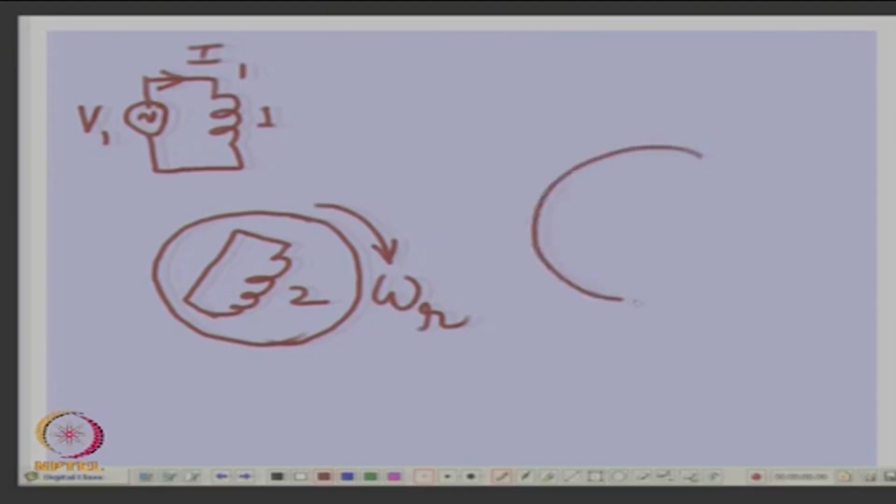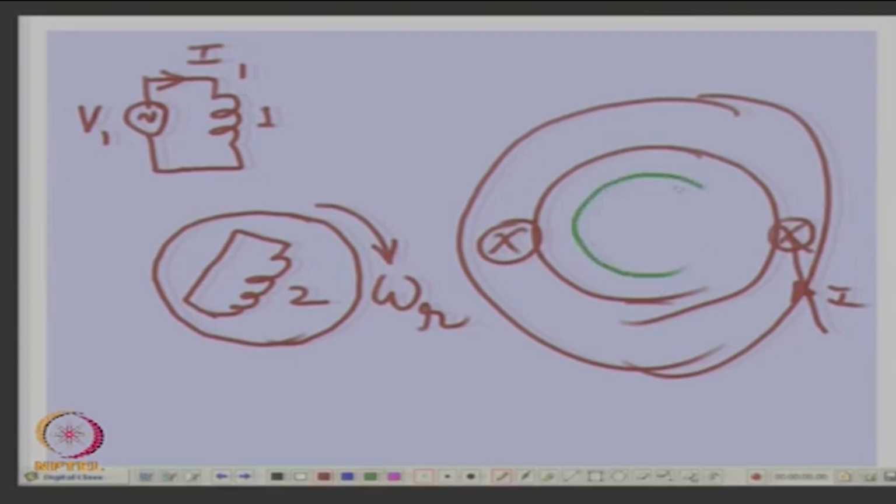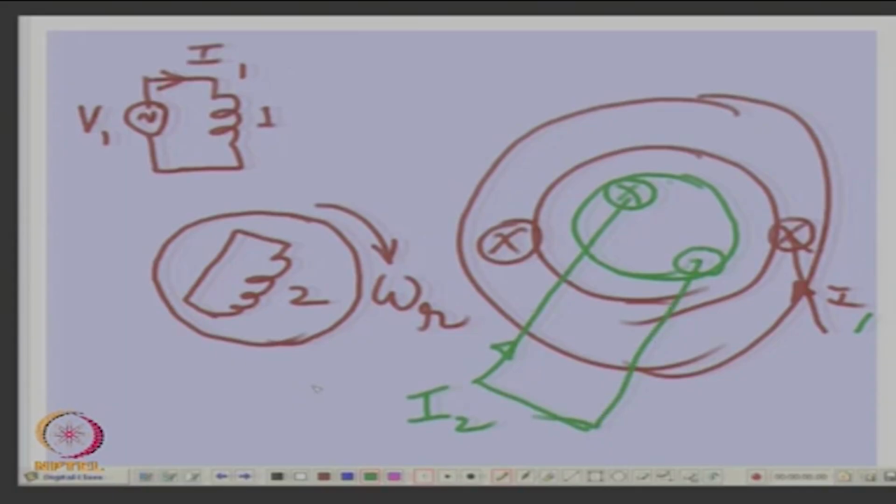So, in fact, if you want to write it in another mode, you can say I have a winding here in the stator carrying a current I1, and I may have another winding in the rotor carrying a current I2, but this winding is short circuited. The rotor is short circuited, but rotating at omega r.